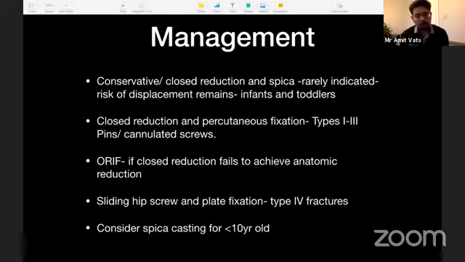And also, in all age groups, it is important to consider early removal of metalwork, and one should take care not to cross the physis if one can avoid it, especially in type 2s, 3s, and 4s. And if one needs to cross the physis, then a single smooth screw or pin may be a better option.